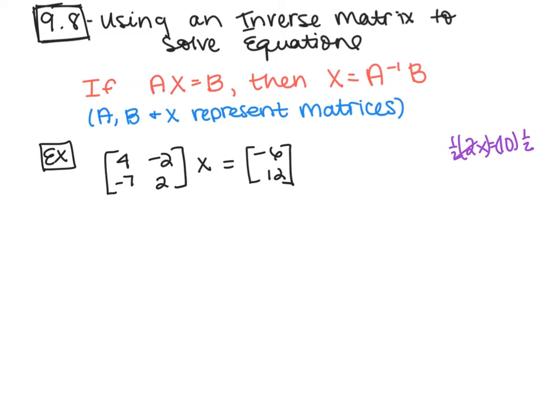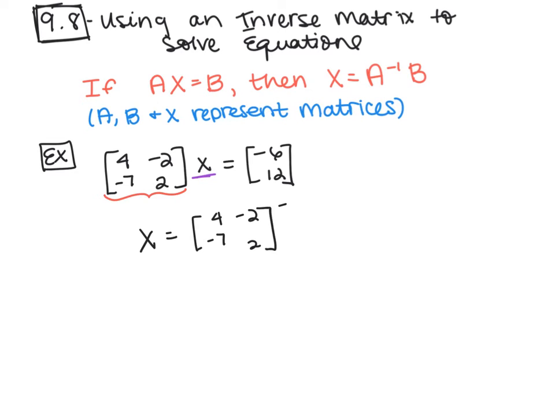So the same holds true here for matrices. If we want to solve for x, get rid of that, we can multiply both sides by the inverse of this coefficient matrix. So what that looks like is we can say x is equal to the inverse of 4, -7, -2, 2. So whatever that inverse matrix is, and then multiply it with -6, 12. So it should make sense that would give us an answer to the equation.